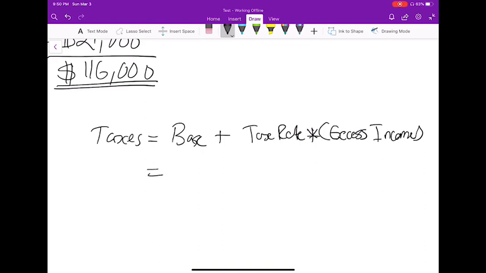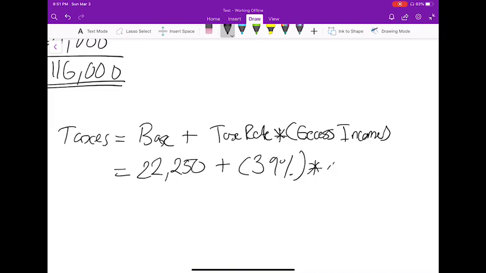Okay, so how much is the base? $22,250. Plus, what is the tax rate? The tax rate is 39%. And you multiply by the excess income, and the excess income is, let's just make this cleaner. And the excess is 116,000 minus the base, which is $100,000.